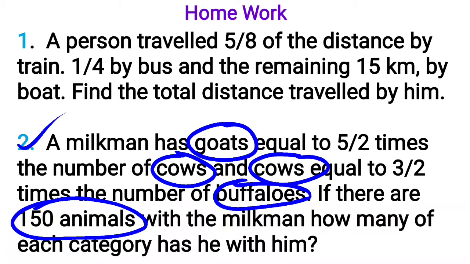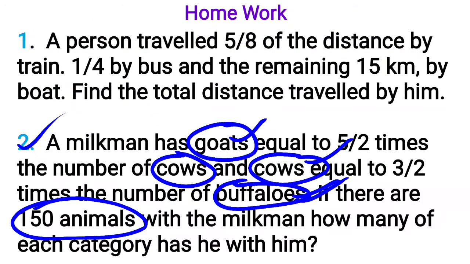So here there are a total of 3 different types of animals: goats, cows and buffaloes. If you know the buffaloes, then you can find the cows. If you know the cows, then you can find the goats. Once you get the number of the 3 types of animals, adding them equals 150 animals. So first I am taking the number of buffaloes with the milkman as x.